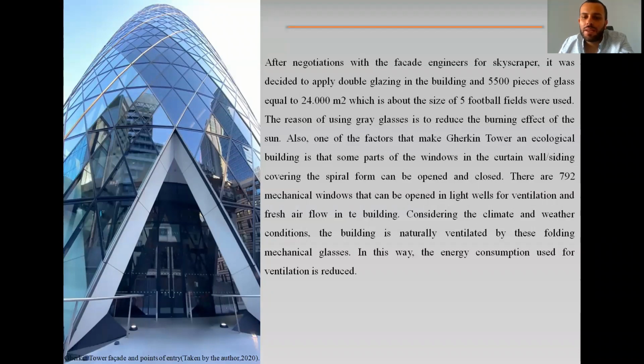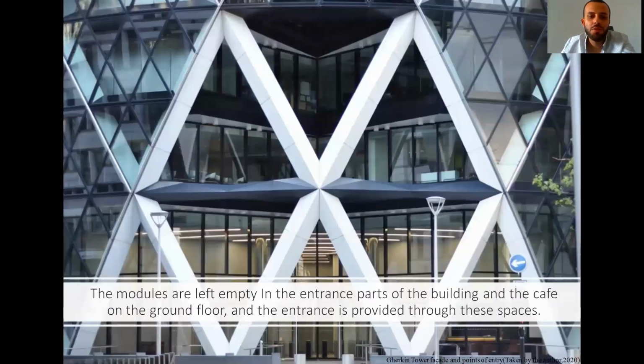Considering the climate and weather conditions, the building is naturally ventilated by these folding mechanical glass windows. In this way, the energy consumption used for ventilation is reduced. The modules are left empty in the entrance part of the building, and the cafe on the ground floor and the entrance are provided toward this space.